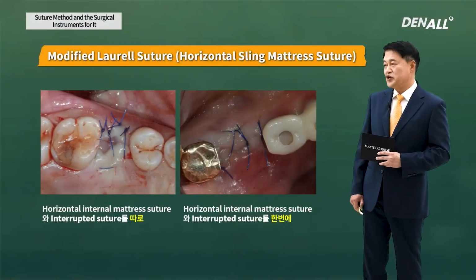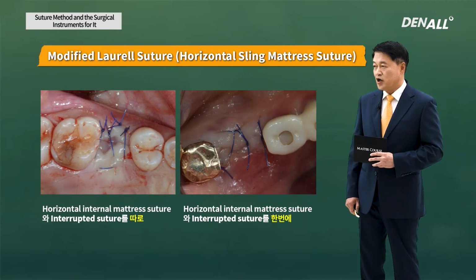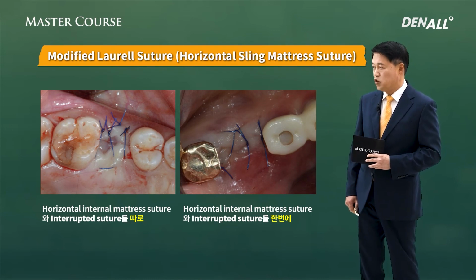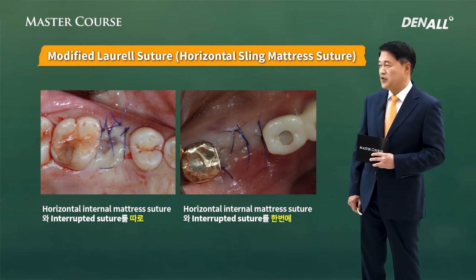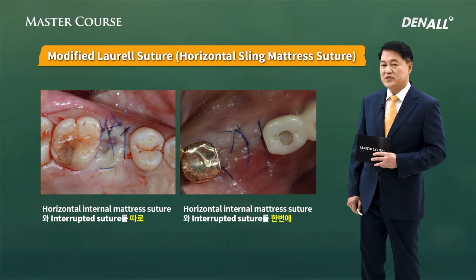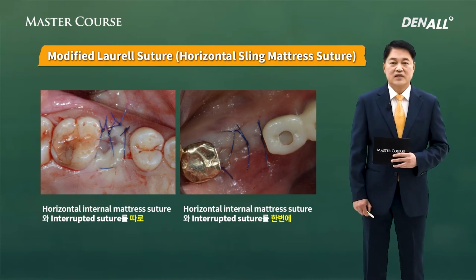So this is a clinical photo. As I just told you, on the left, you have a horizontal internal mattress suture. Then to close the line, an interrupted suture was done. On the right side, it's the modified Laurel suture that I talked about. So it's more convenient because you put 2 sutures together in one suture technique.